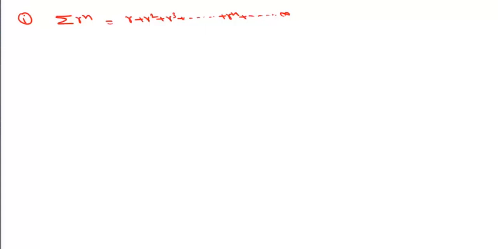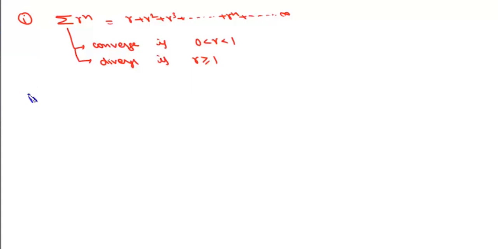Since we are discussing infinite series with positive terms, we can say this summation of r to the power n is going to converge if r is less than 1, and it will diverge if r is greater than or equal to 1.